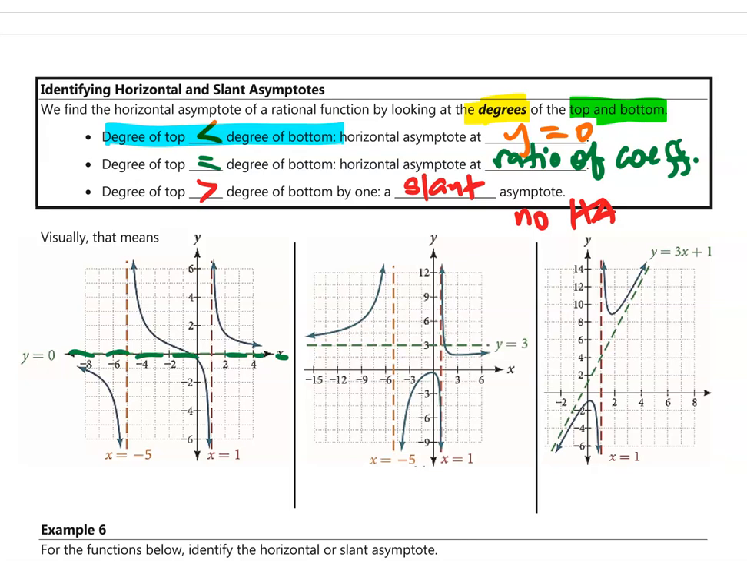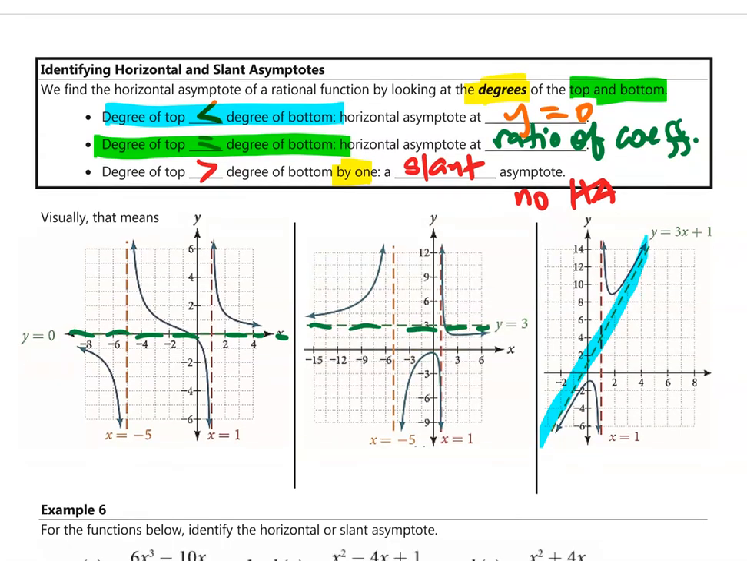Next, the second graph here has a horizontal asymptote at y equals 3, meaning the degree of the top equals the degree of the bottom, so you get the ratio of their coefficients. And then the third one is when the degree of the top is greater than the degree of the bottom by 1. Don't forget this. In that case, there is no horizontal asymptote, and you will have a slant asymptote, which is equal to 3x plus 1. Okay, so these are examples of those graphs.